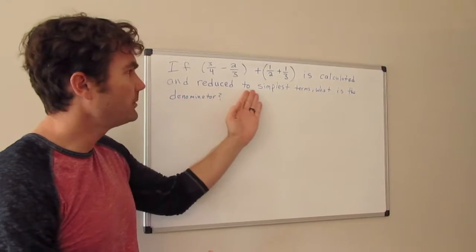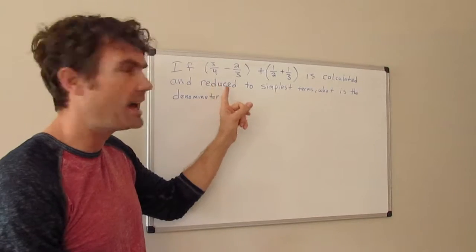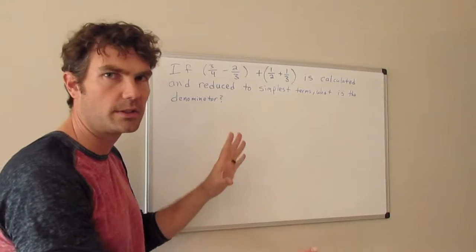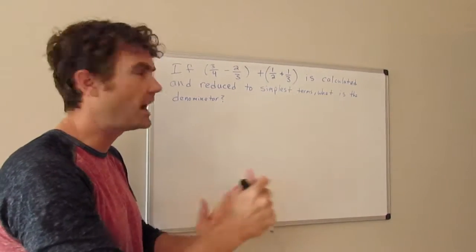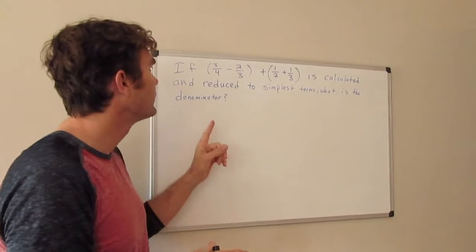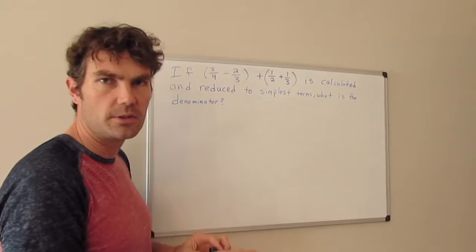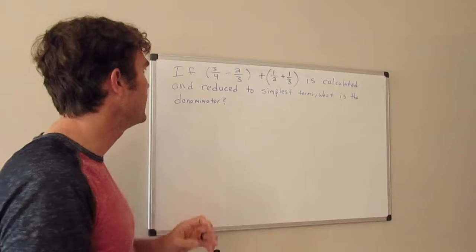If you get this problem on the ACT, put it in your calculator. If calculators are allowed, just do it in your calculator. Don't bother with finding a common denominator because you're going to end up making a mistake. But if you're on the SAT no calculator section, or for whatever reason you have to do this by hand, you would do it this way.